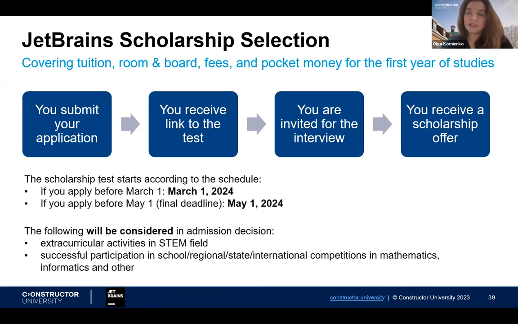The first wave is March 1st, and for the second wave, everyone who applied to the university from March 1st to May 1st will get the link for the test on May 1st and will be considered for the scholarship also.